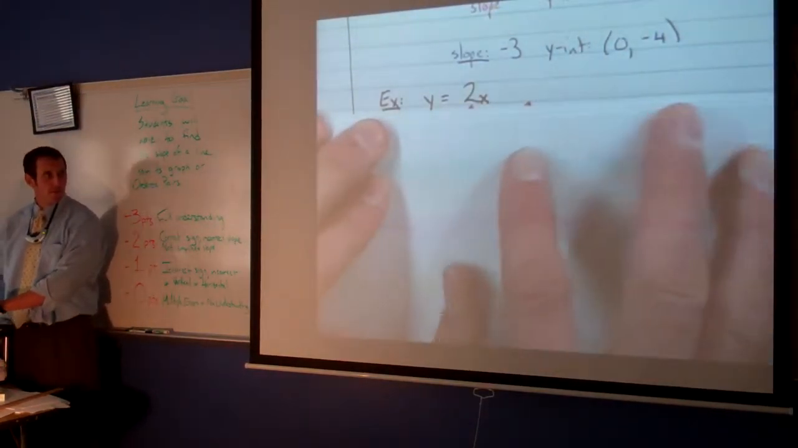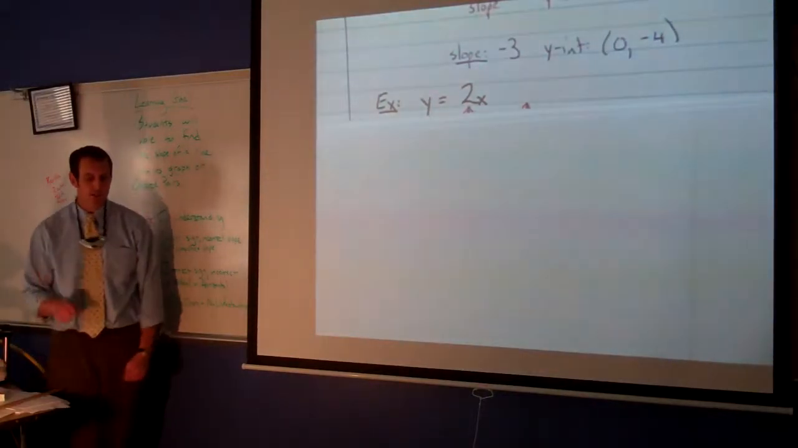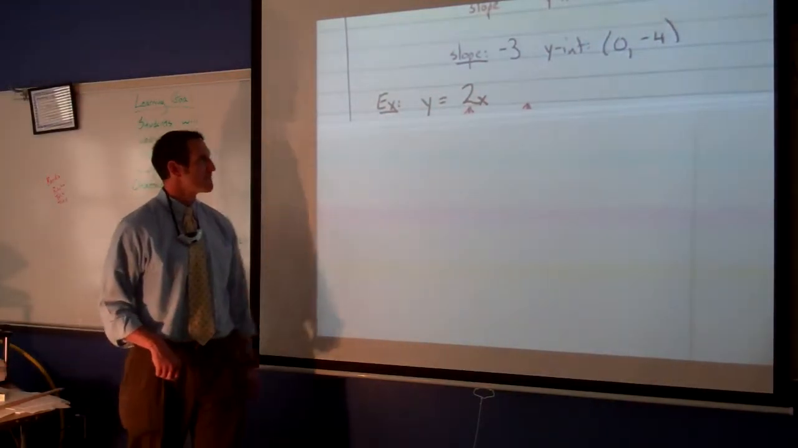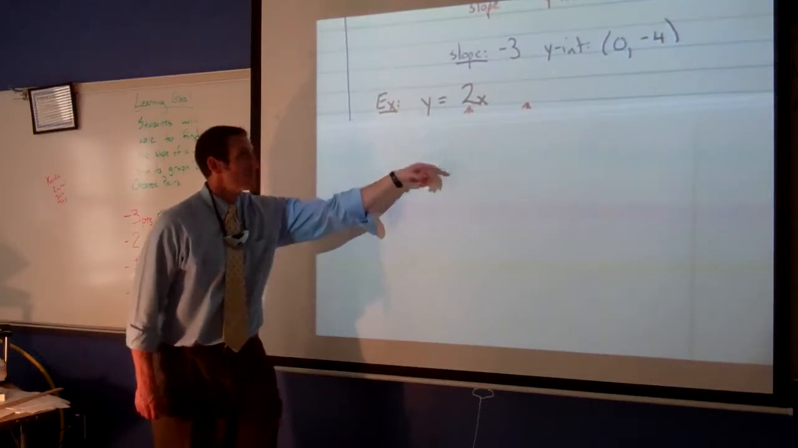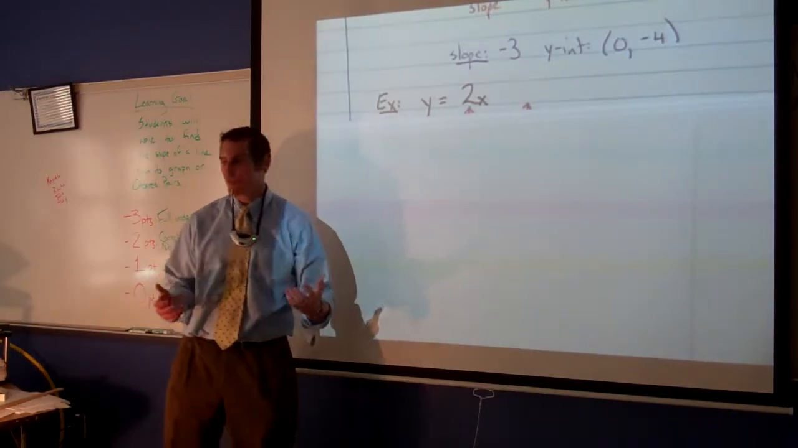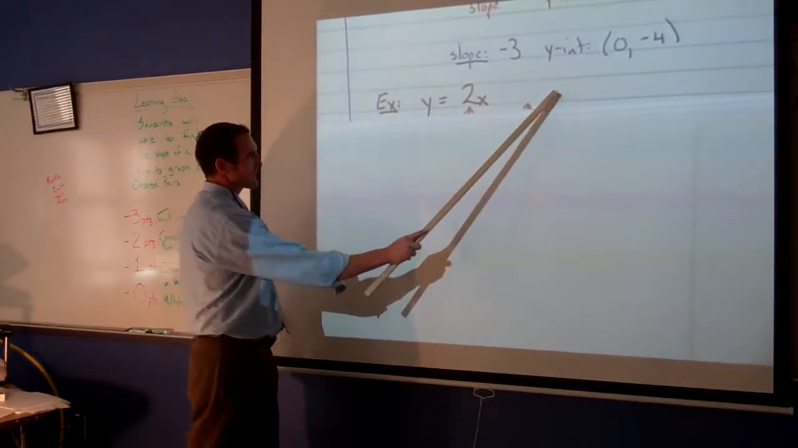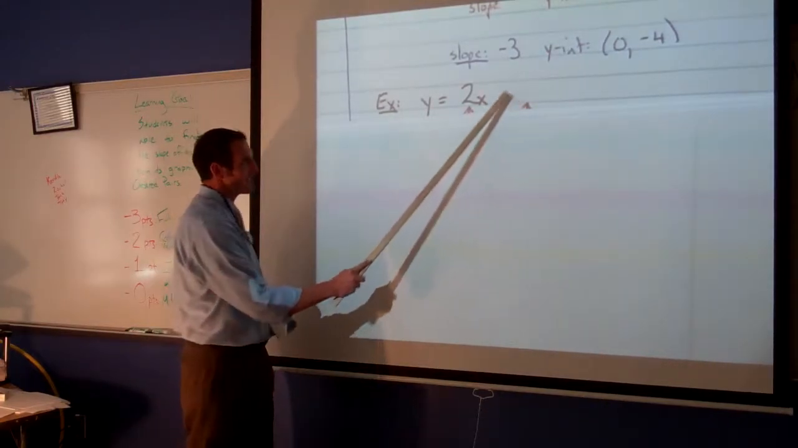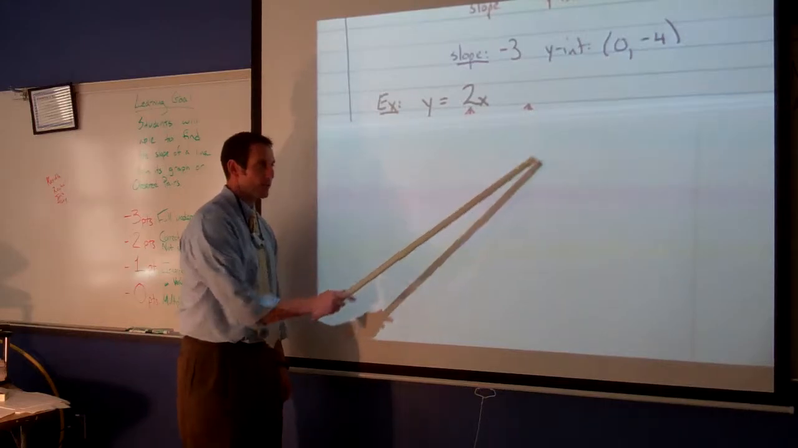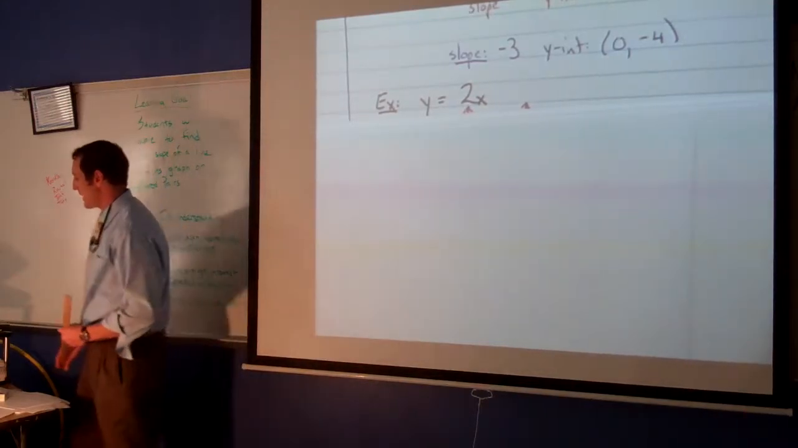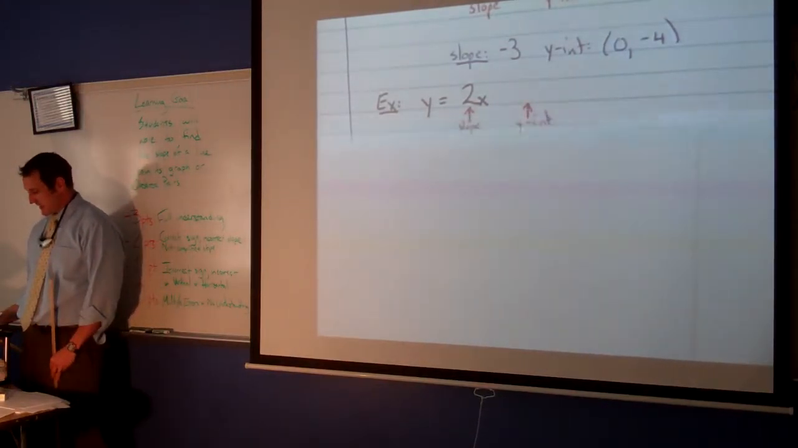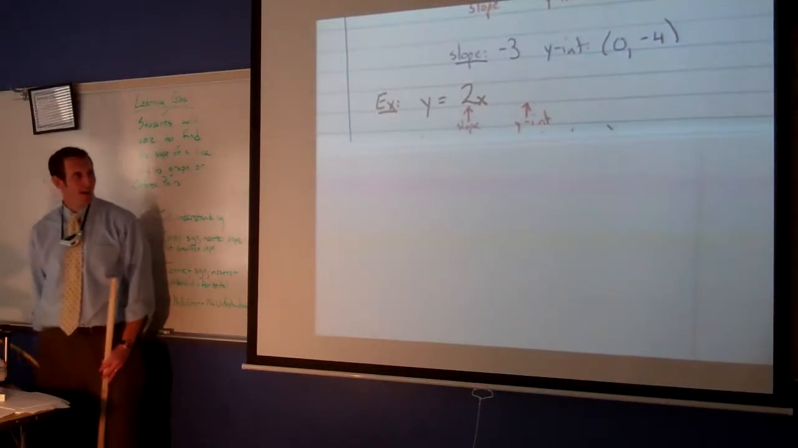Here's another example. The equation is solved for y. It is super easy to identify the slope. Y equals mx plus b. I know you're asking, but there is no plus b. Yes, there is. You just don't see it. Plus 0. So y equals mx plus b. The m is the slope. The b is the y-intercept.